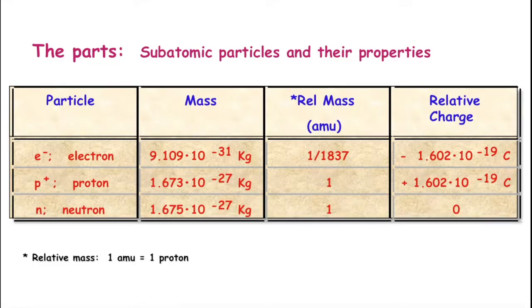The last particle in an atom is the neutron. It's about the same mass as a proton, 1.675 times 10 to the minus 27, and its relative mass is also 1 AMU. We measure atomic mass in terms of AMU. That's what AMU stands for. And so these are the parts of the atom. How they're arranged in an atom is the next series of experiments that we will see in the next chapter.